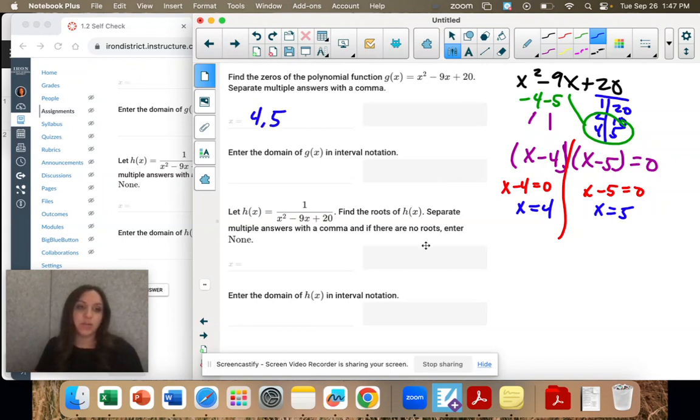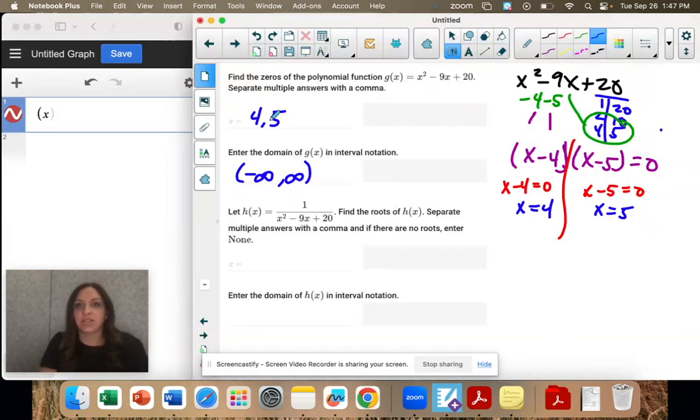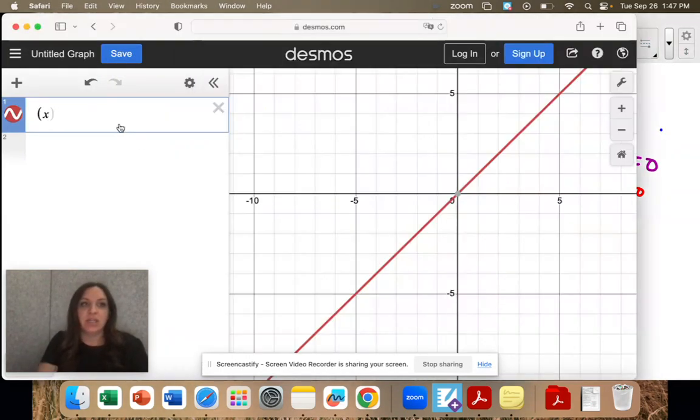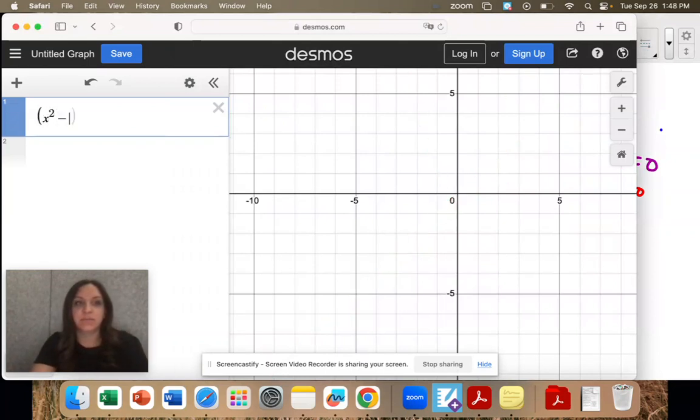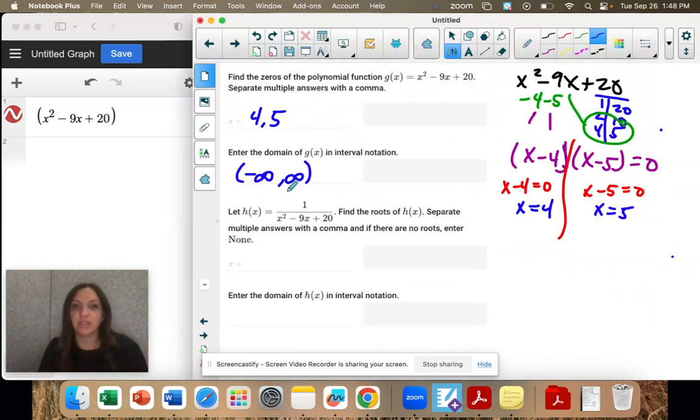And then remember, domain of a polynomial, like if I graph this, there's not going to be any breaks in it. It just goes -infinity to +infinity. So x squared minus 9x plus 20. See, it's just a parabola, so it goes forever left, forever right.